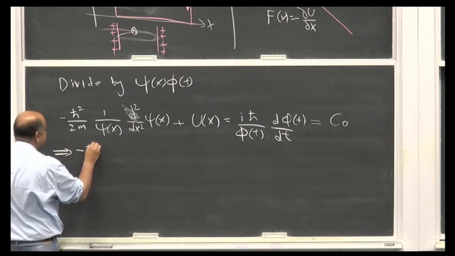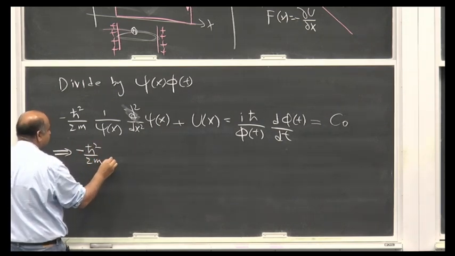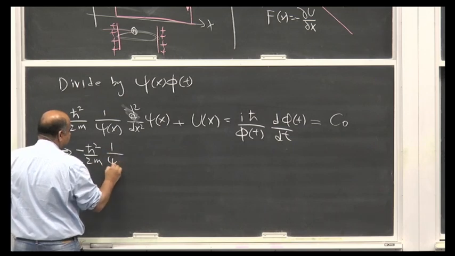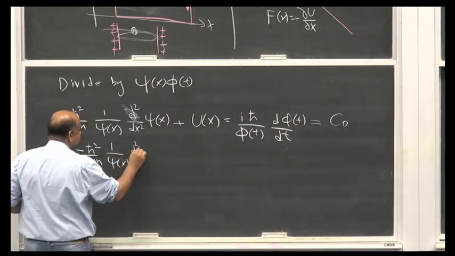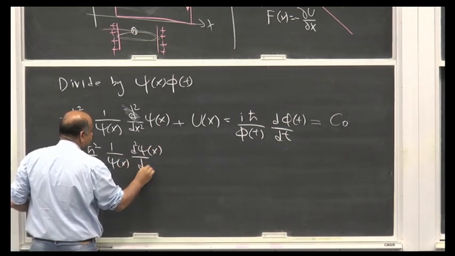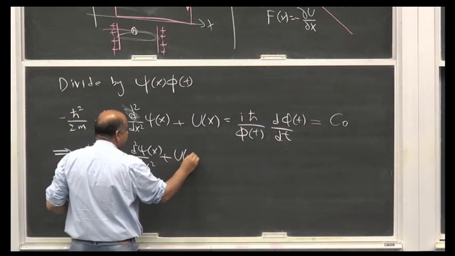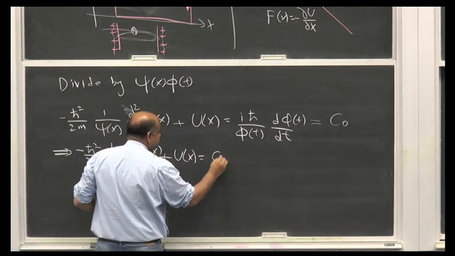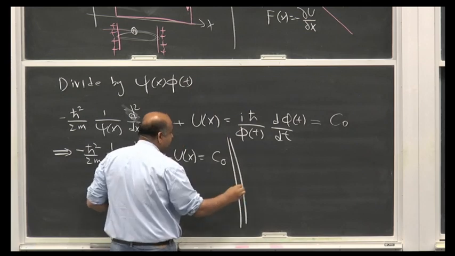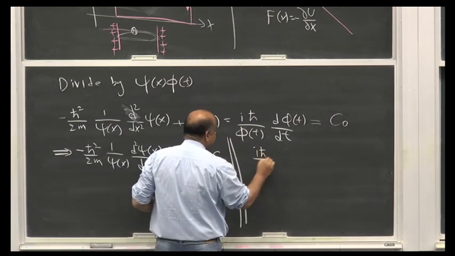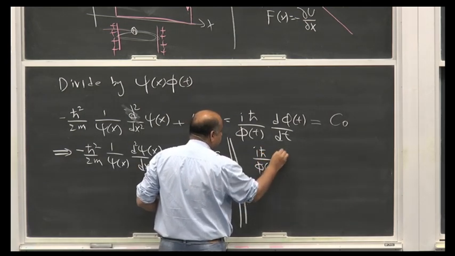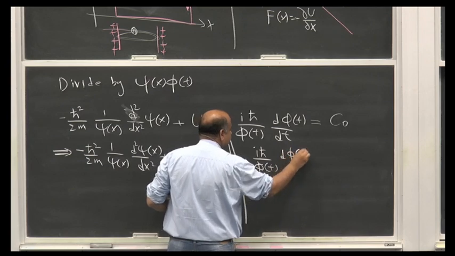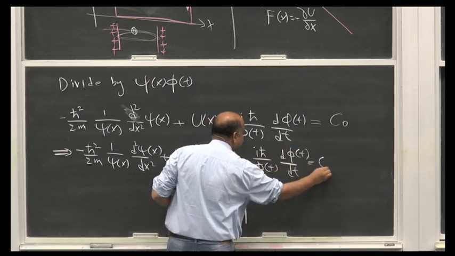Number 1 is minus h cut squared over 2m, 1 over psi of x, d squared psi of x by dx squared, plus u of x, is equal to some c naught. And a second equation, iota h cut, 1 over phi of t, d phi of t by dt, is equal to c naught.